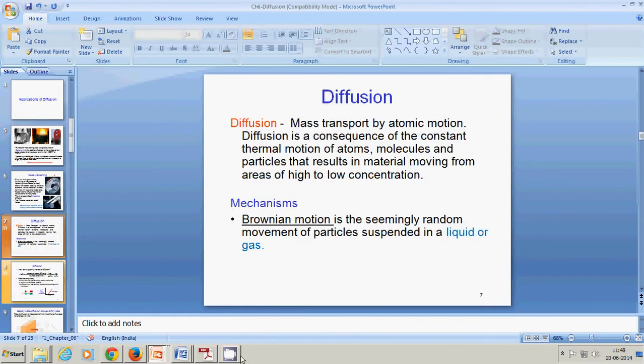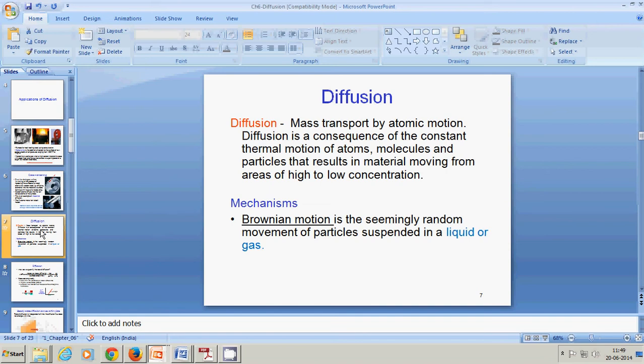This was more of a metallurgical application. In chemical engineering, you will find this application of diffusion when there is absorption of a gas in a liquid, when there is absorption of a gas from a mixture of gases into a liquid.